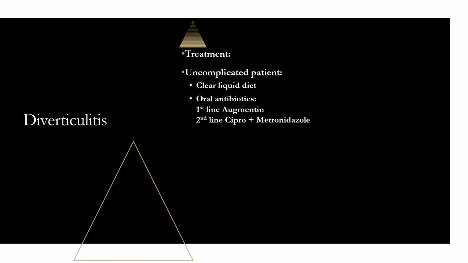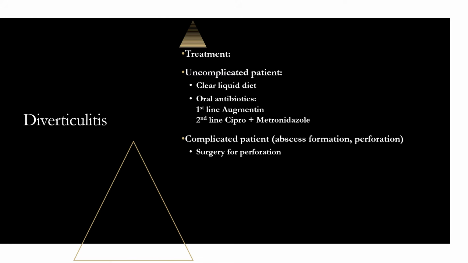Either one of those, if it's on the exam question or if you have an OSCE, would be fine to choose. But generally, Augmentin is going to be your first line. Now, if the patient is complicated, they have an abscess formed, they have a perforation. They have a perforation, obviously, you're going to take them over to the OR for surgery. And then if they have an abscess, it's normally going to be drained via CT or ultrasound guidance. So that's going to be the ways that you treat patients with diverticulitis. Really what you need to know is bowel rest, so clear liquid diet, and then your antibiotics, Augmentin, cipro and metronidazole.